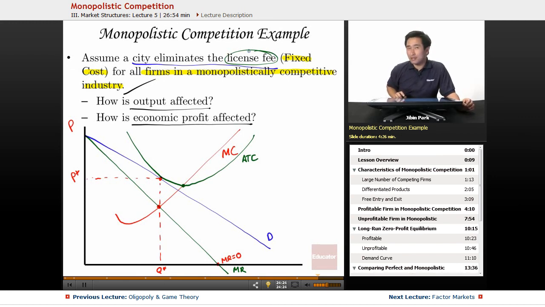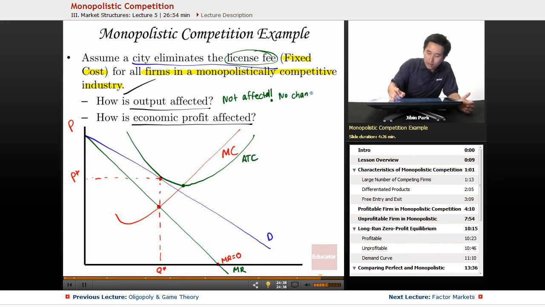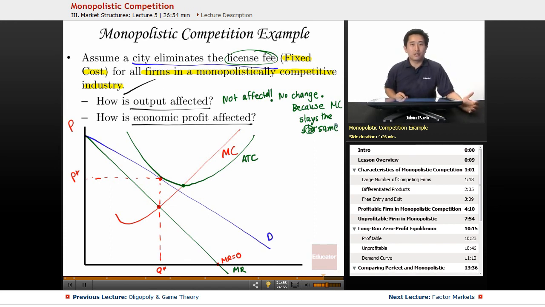Now, that doesn't impact the marginal. So how is output affected? And the answer is absolutely not. It's not affected. No change. And why? If you had to explain, it's no change because marginal cost stays the same. If the fixed cost is changing, then the variable cost stays exactly the same. And so when the fixed cost is reduced, it has no impact on the marginality of a decision.